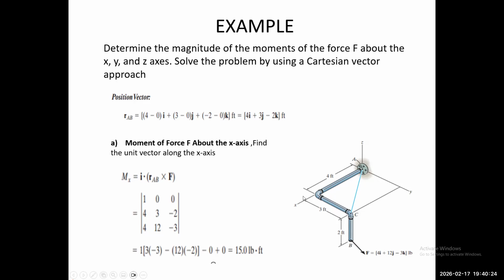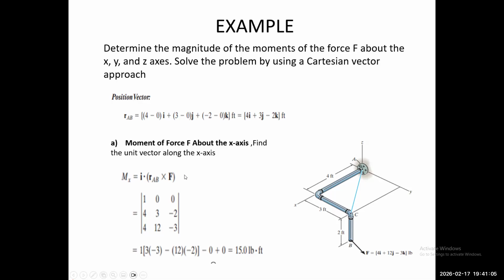So you have the x-axis. You have to use the unit vector of the x-axis, which will be what? 1, 0, 0. And if it is the y, it is going to be 0, 1, 0. And if it's the z, it's going to be 0, 0, 1. So you know the unit vector you can apply. If you're using the position vector going from A to B, you have that unit vector, you can work it out. For the moment of F about the x-axis, for example, the unit vector would be 1, 0, 0.